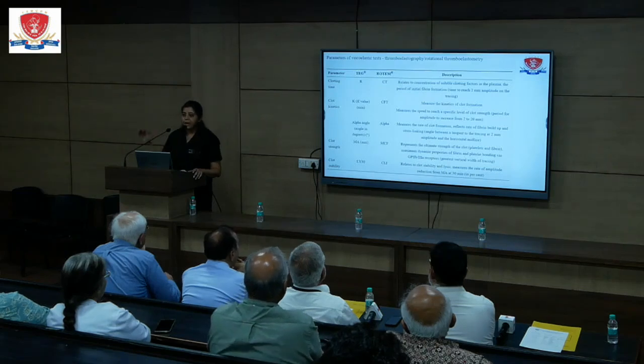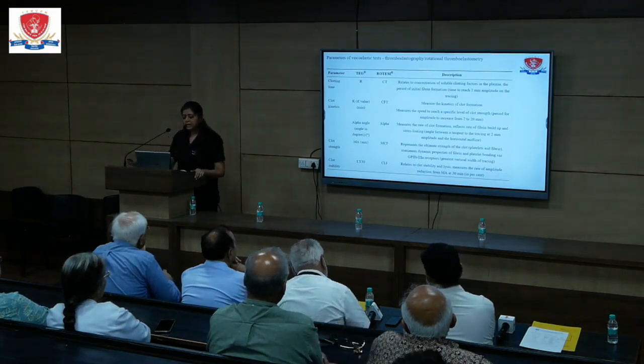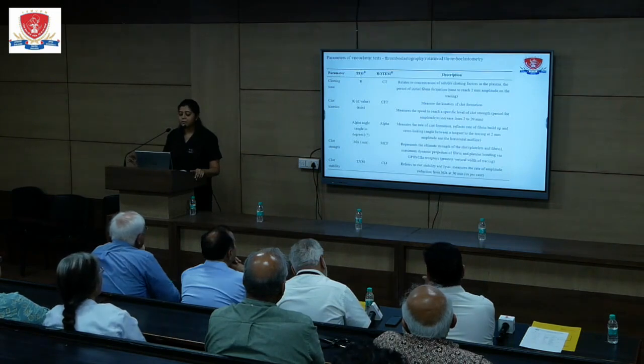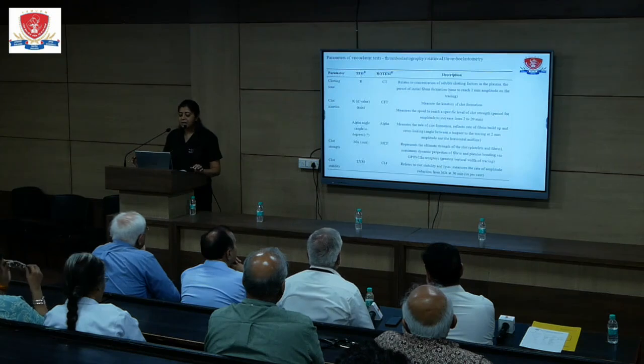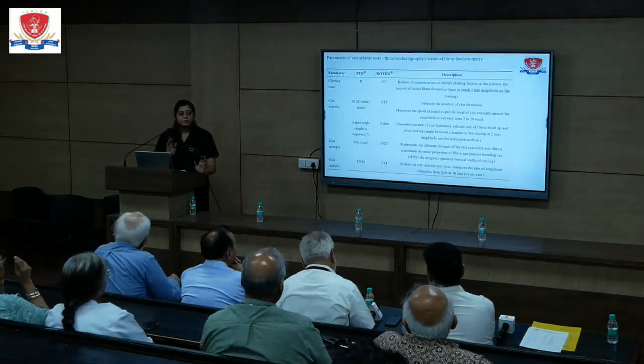Now, these are the parameters of thromboelastography and rotational thromboelastography. I'll be calling them TEG and ROTEM. We basically measure clotting time, clot kinetics, clot strength, and clot stability. Now, clotting time relates to the concentration of soluble clotting factors in the plasma and the period of initial fibrin formation. The normal time is 5 to 10 minutes.